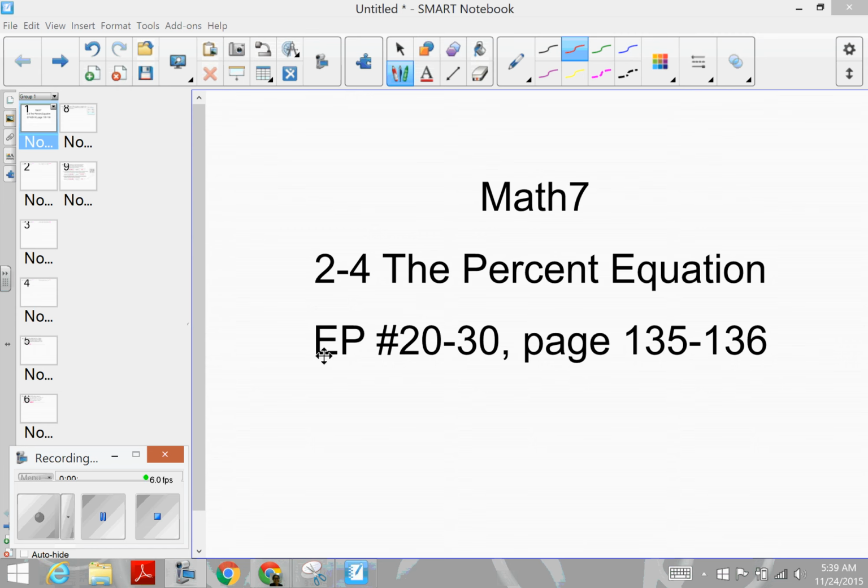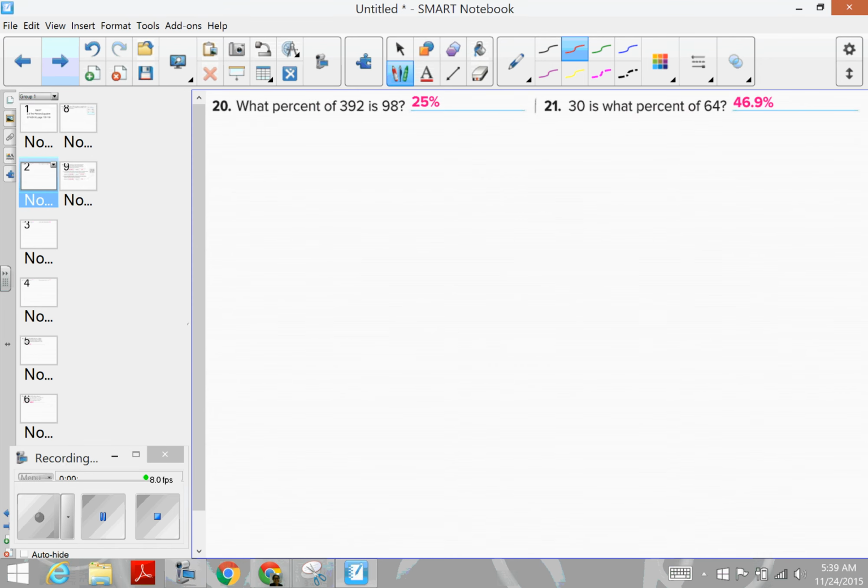Hi there. Today we're going to do extra practice number 20 through 30, page 135 to 136. First example is what percent of 392 is 98? So we know that the equation is P equals N times W. Our part equals our percent times our whole.